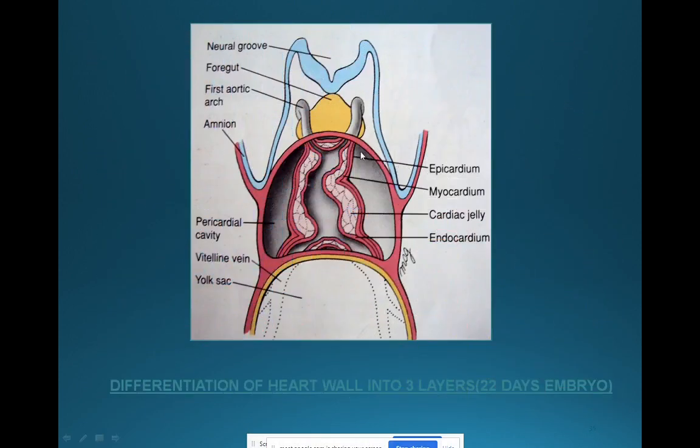Okay, now see, from the same cardiac progenitor cells, there is the endoderm and the mesoderm, the endocardium and the mesocardium. Now that mesocardium will secrete a cardiac jelly, which will separate the endocardium from the mesocardium.